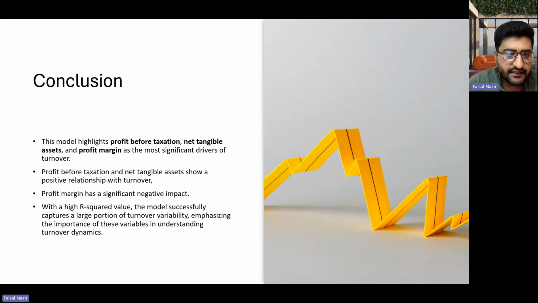So in conclusion, the model highlights profit before taxation, net tangible assets, and the profit margin as the most significant drivers of turnover. Profit before taxation and the net tangible assets show a positive relation with turnover, while profit margin has a significant negative impact with the high or skewed values. The model successfully captured a large portion of turnover variable, emphasizing the importance of these variables in understanding turnover dynamics.